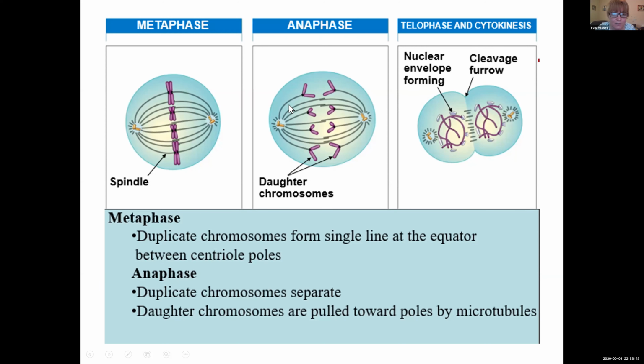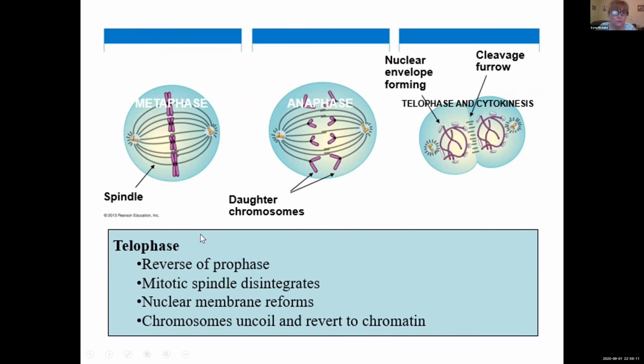In anaphase, those proteins contract, they're getting shorter, and they start pulling chromosomes apart. So duplicated chromosomes separate, and daughter chromosomes are pulled towards the poles by microtubules. This part of the spindle, this and that. And then we get to telophase.